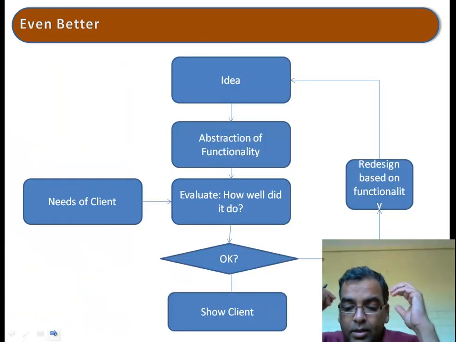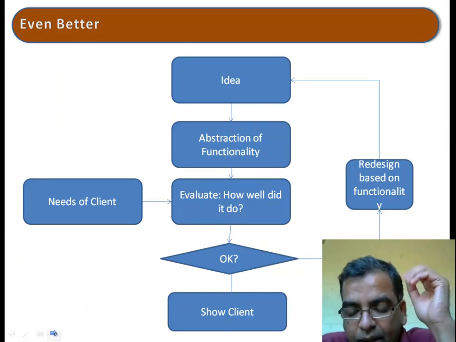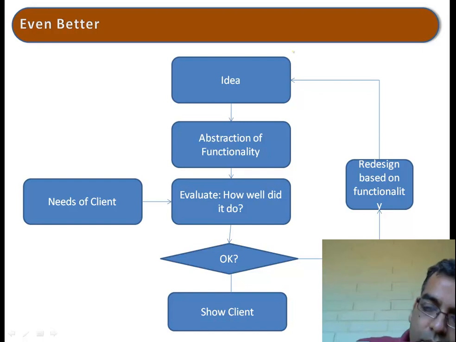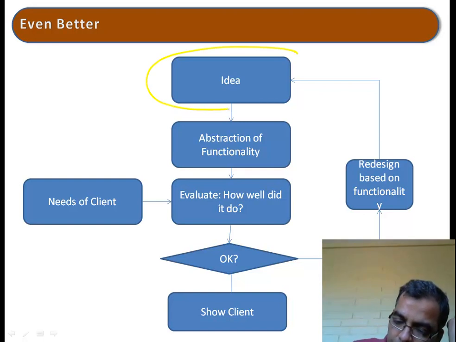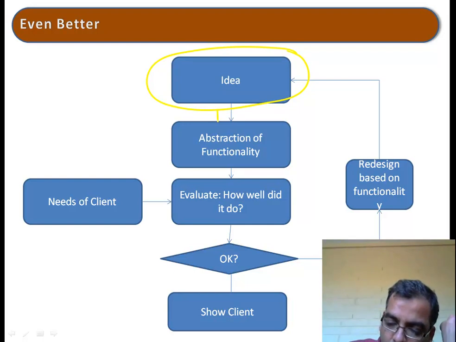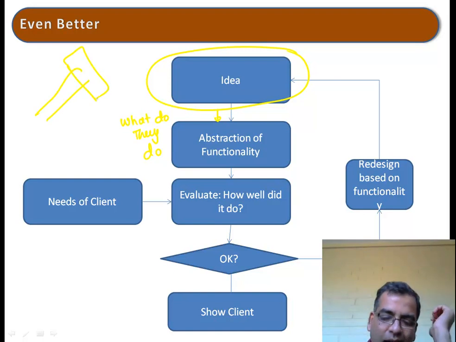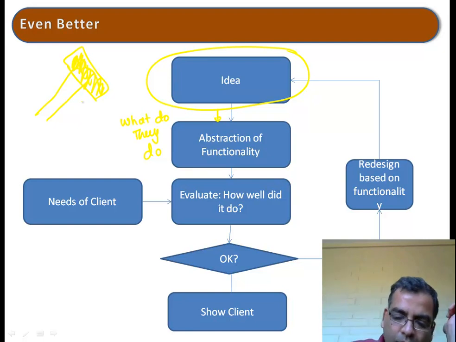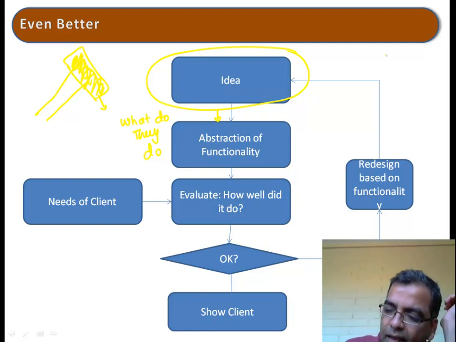Okay. Now we have a better approach, which is you create an idea, and then before you start evaluating, you figure out what do the parts do. So my classic example for a hammer, you had an idea that it should look like this. You ask yourself, what is the purpose of this part? What is it supposed to do? So you can think that's the head.